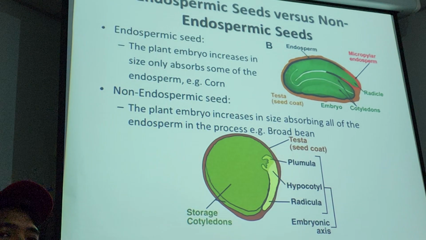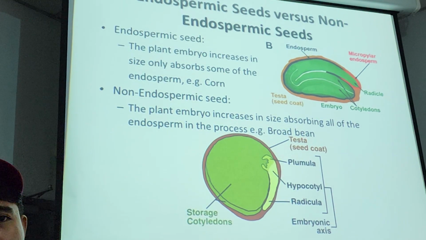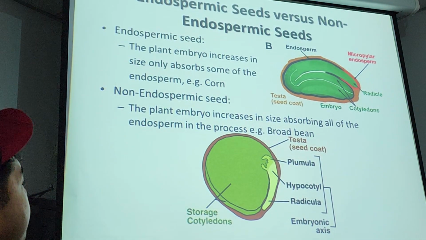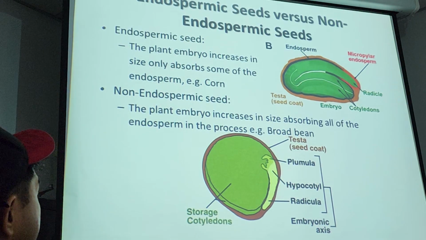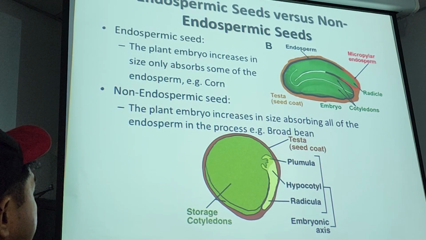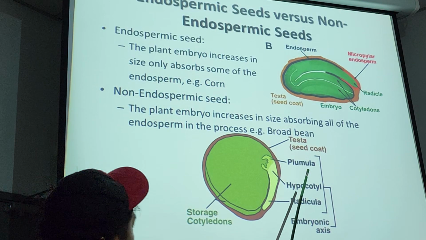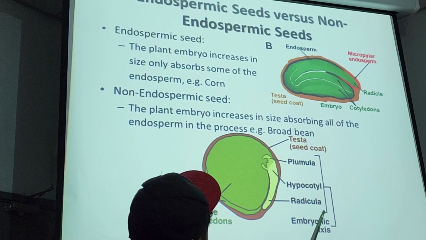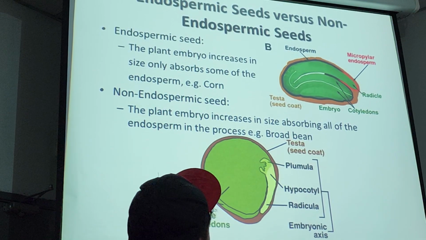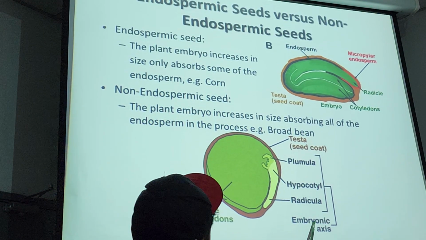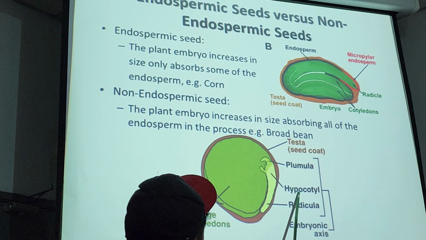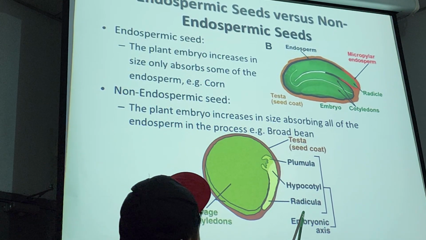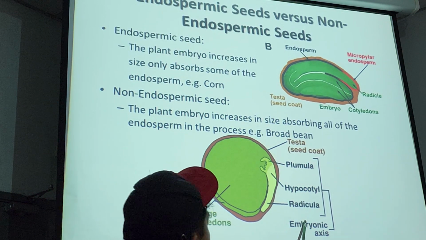I put a new slide, but actually it's the same lesson, just so that you can revise and look at it from a different perspective. Look at this. All of this is called the embryonic axis: the plumule, the hypocotyl, the radicle. Don't worry too much, okay? Sometimes it's called plumula or radicular.